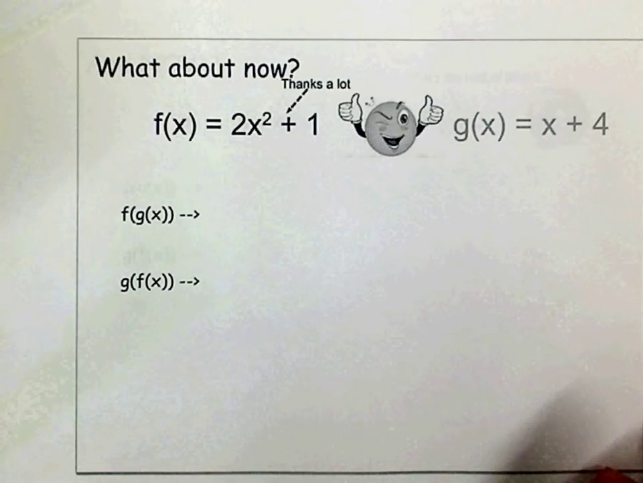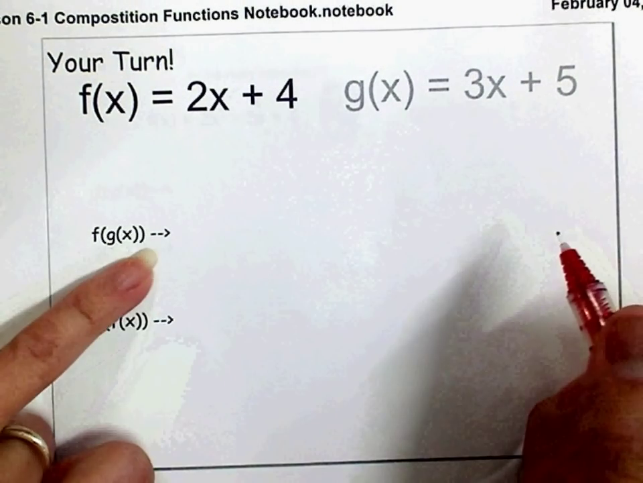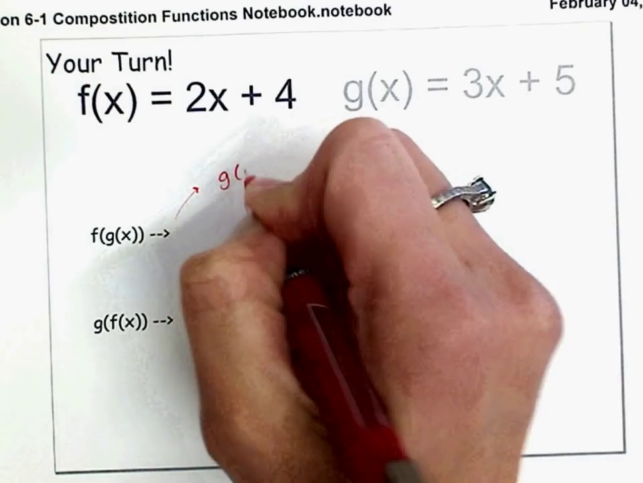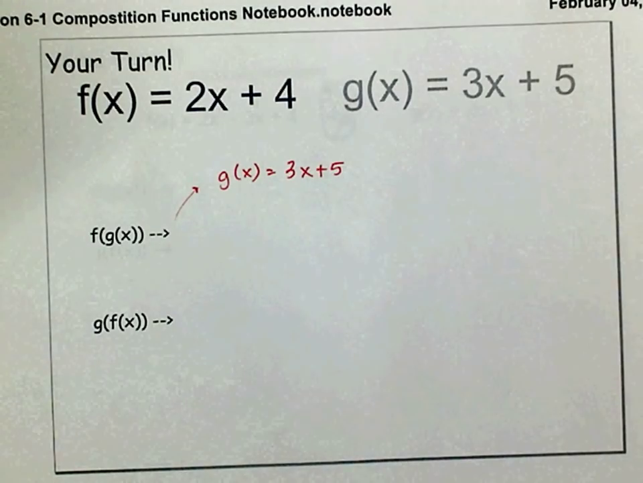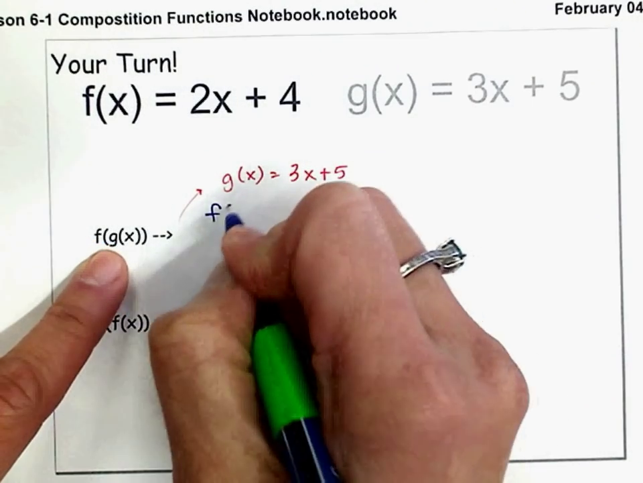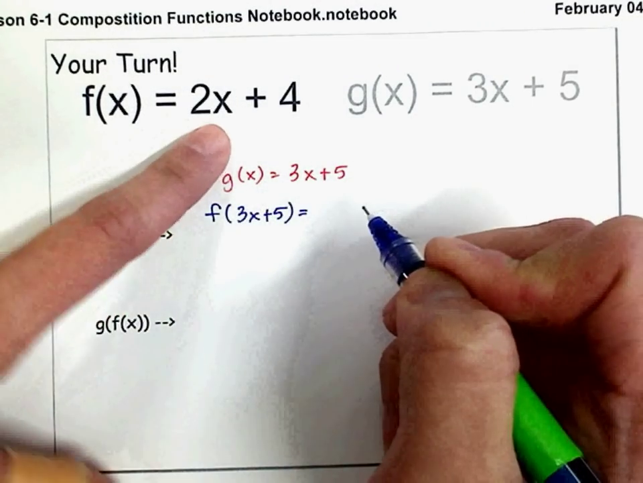Not too bad, right guys? It can get complicated as well. So we start off kind of easy. Okay, so let's take a look at this one. This one, I'm going to start up here. So my g of x is equal to 3x plus 5. Okay, and now I'm going to substitute my x with 3x plus 5. And I'm going to substitute into this equation right here.